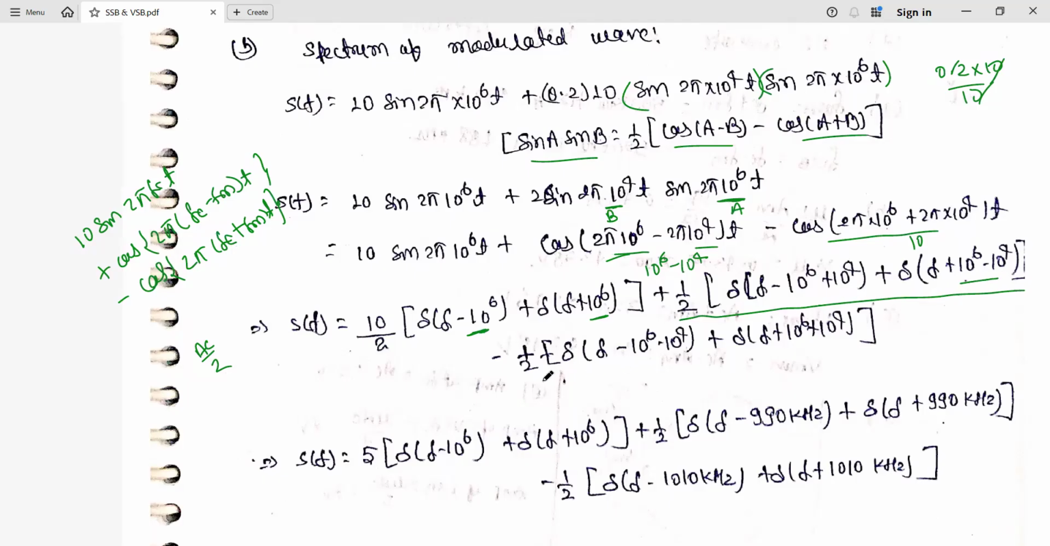Okay. Now we'll go for the third term. So what we have here is minus 1 by 2 del. Now here what we'll have? 10 to the power 6 plus 10 to the power 4. So f minus this, so both terms become minus, and f plus. That's why we are getting the value like this.